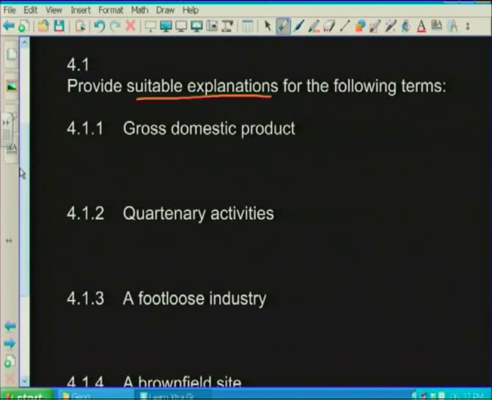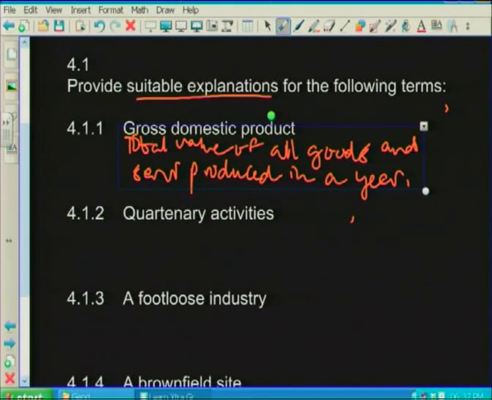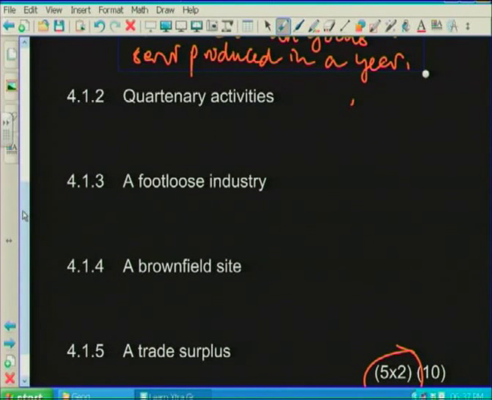So what is GDP, or what do we mean by gross domestic product? Remember, your textbook definition is the total value of all goods and services that a country produces in a year. And remember, this is how we measure wealth. This is how we can see if a country is rich or poor, etc. Quaternary activities. Right, another 2 marks. We're talking about activities that involve research and the use of data or information.